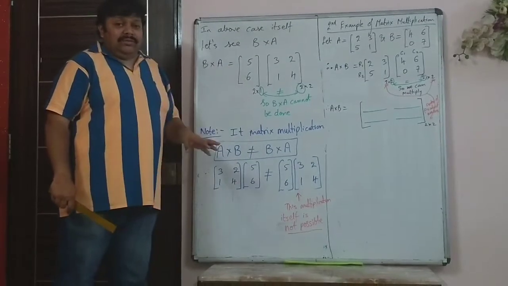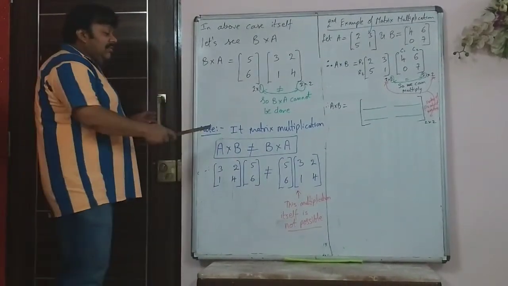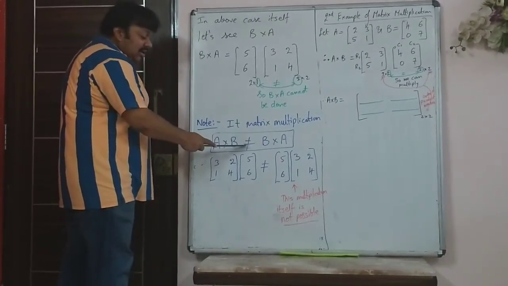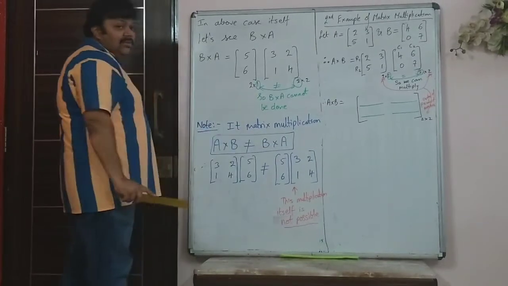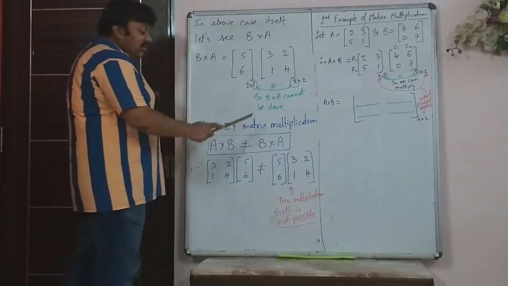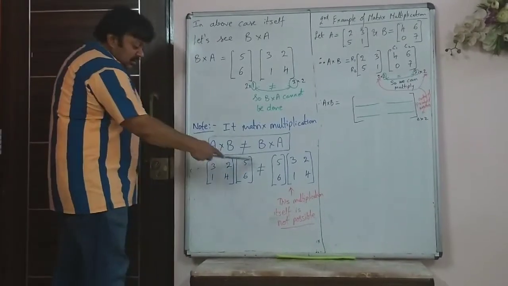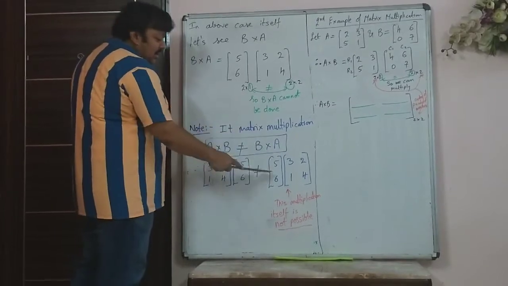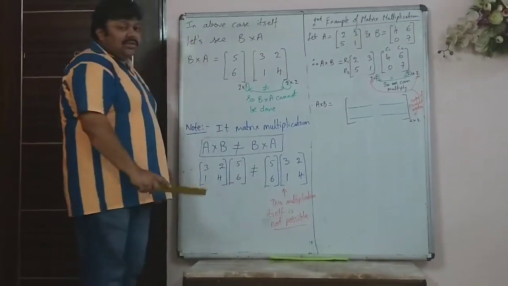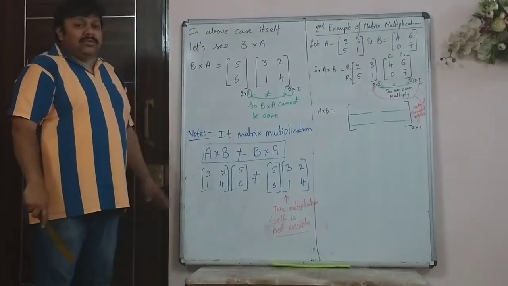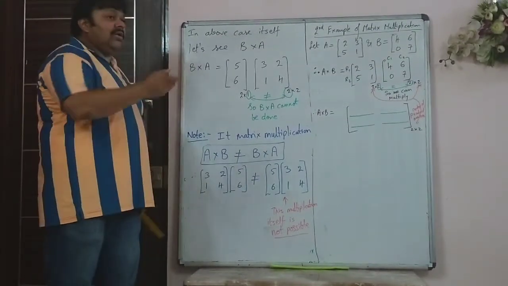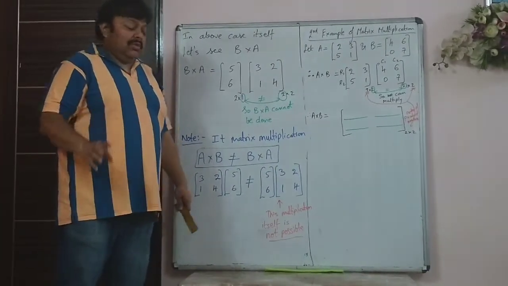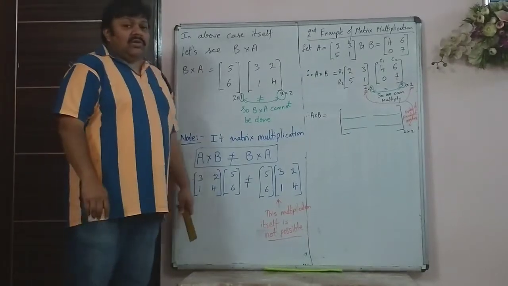You can't find anything. So remember that in matrix multiplication, A into B, this is matrix A into matrix B, is not equal to B into A, matrix B into matrix A. Because you can see this answer we had found. Whereas in this case, B into A, when B is written first and A is written second, the multiplication itself is not possible. So do not change the order like you do in algebra. In algebra 3 into 2 and 2 into 3 is the same. But here in matrices it is not the same.